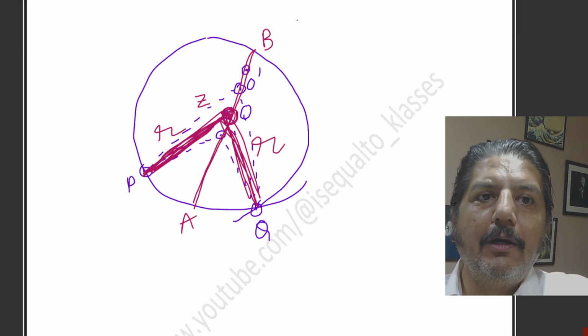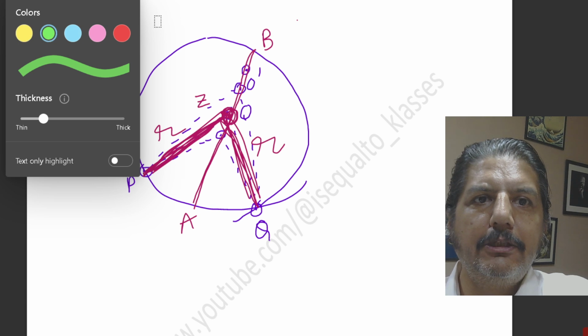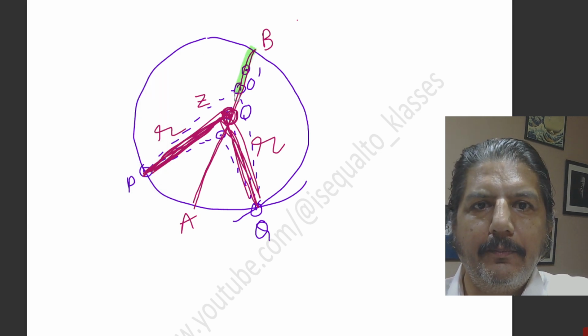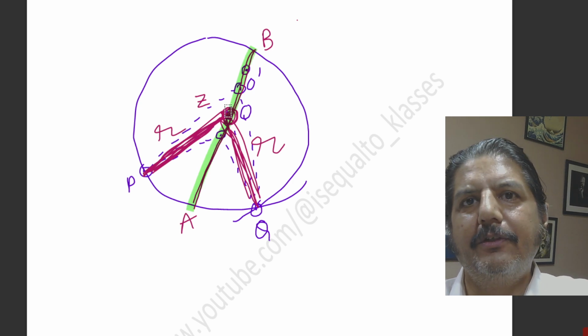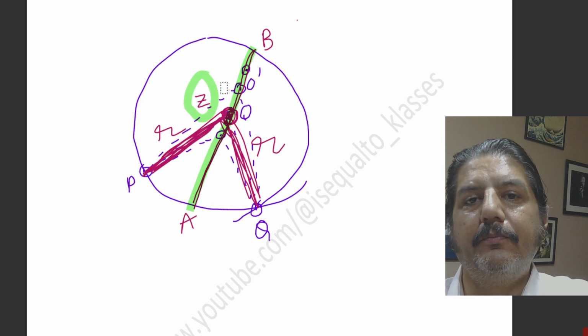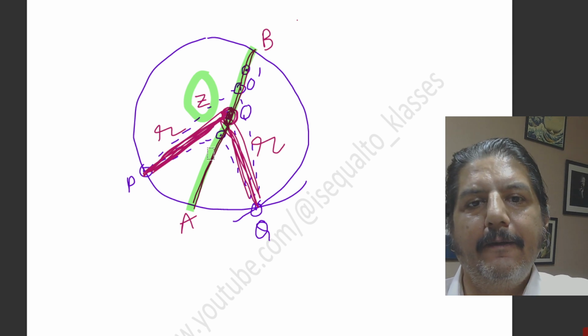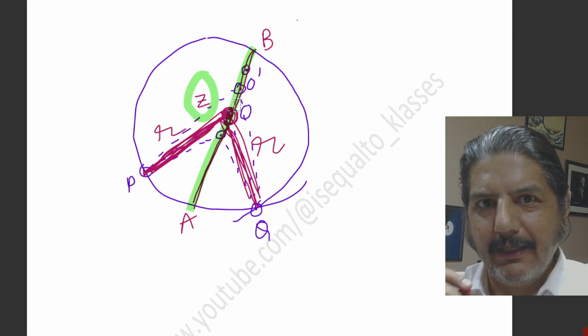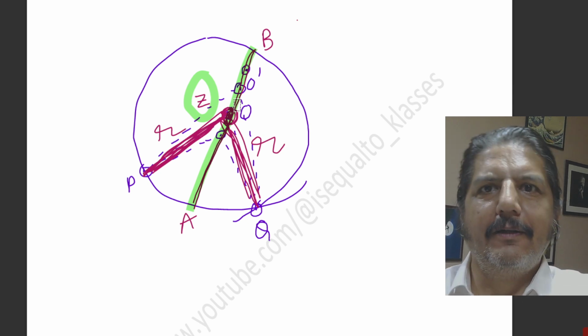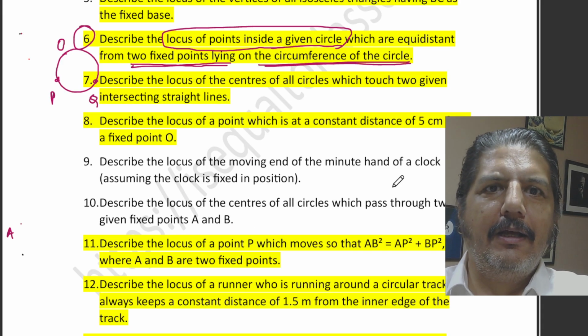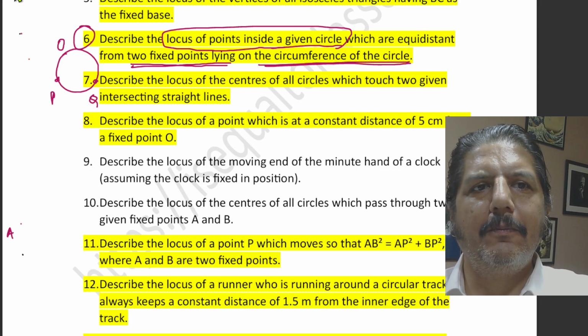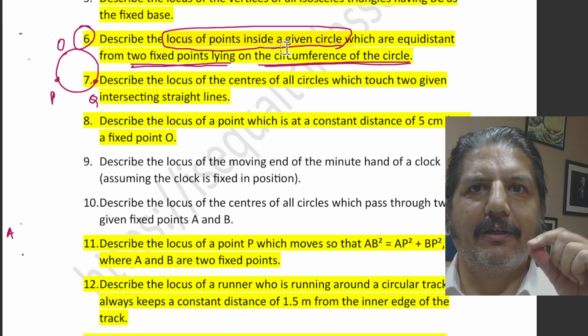circle. Now, if you try to think, this line passes through the center of the circle, because we have found this Z to be the center of the circle. So actually, I think you would have now understood that this AB is actually the diameter of the circle. So the locus is actually the diameter of the circle. So when they are asking us to describe the locus of points inside a given circle, the locus is actually the diameter of the given circle.